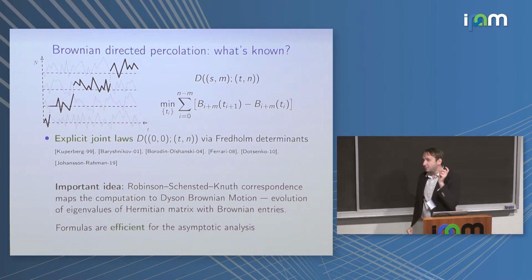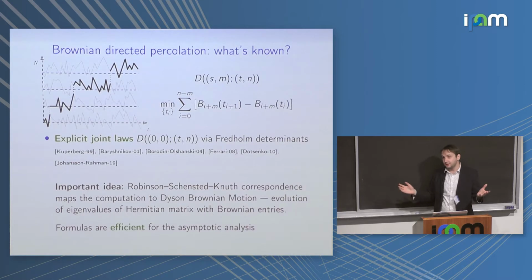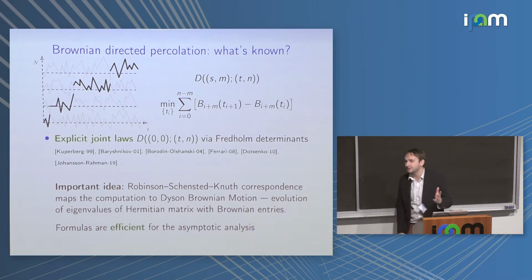Well, if you fix one of the points, maybe the starting point to be 0, 0, and then start to vary the ending point, and you look at the joint distributions of your distances as you vary endpoints, then it turns out that essentially everything is known. Namely, there are certain Fredholm determinant expressions which you can write down, and then you can analyze this Fredholm determinant, and you can answer any asymptotic questions you like. So there is an explicit formula, then it's just a question of working with this explicit formula, and people somehow know these days how to work with this kind of formula.